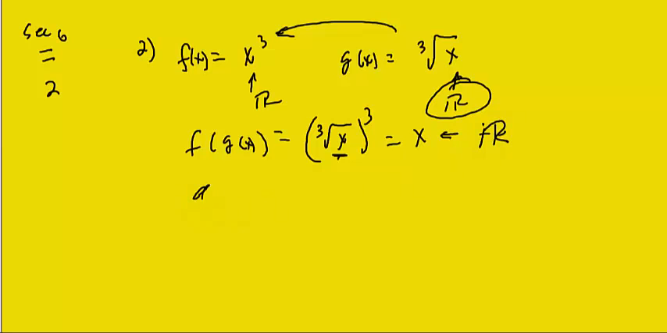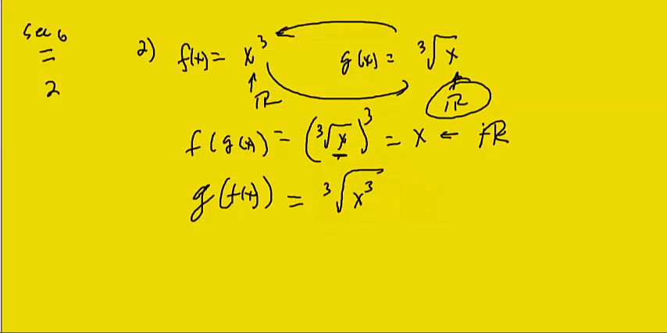Go the other way. G of f of x. Okay, that means we're going to put that in there, which is going to give me third root of x to the third. Okay, that turns into x. There's no number I can't use for that one, but I always have to check the inside, x to the third, and that's all reals too, so all reals. No restrictions.